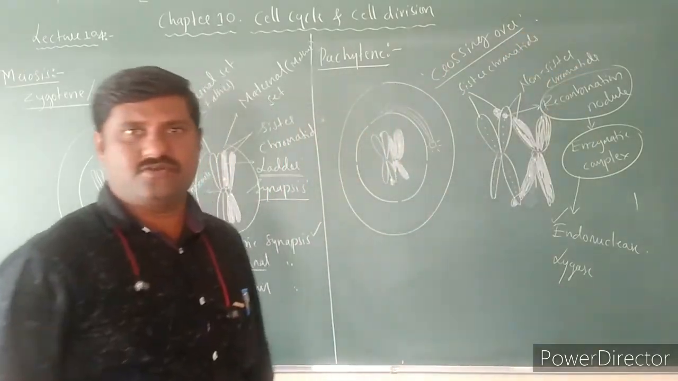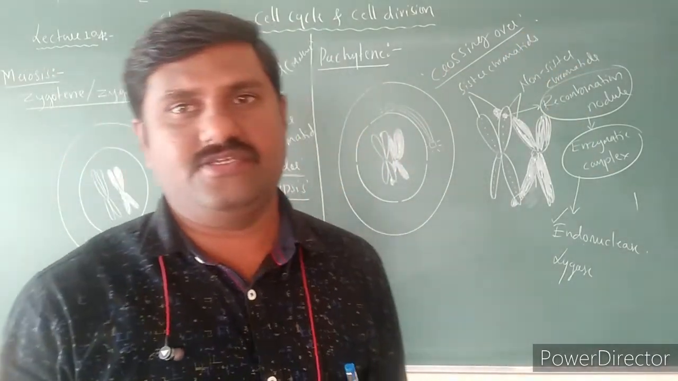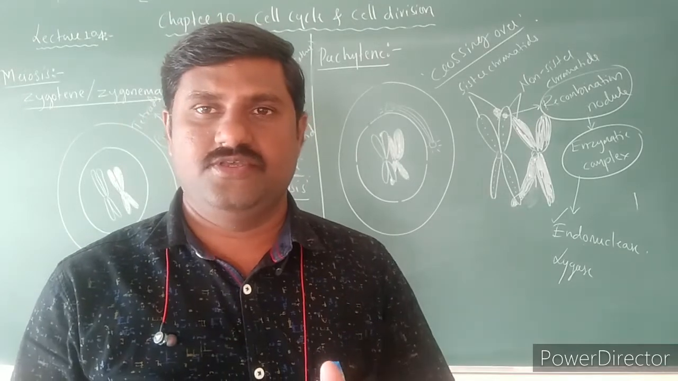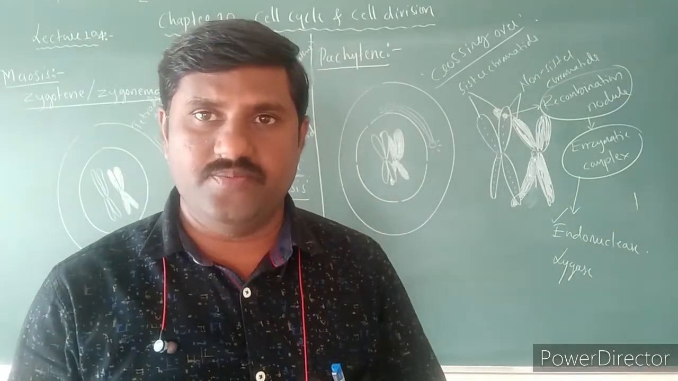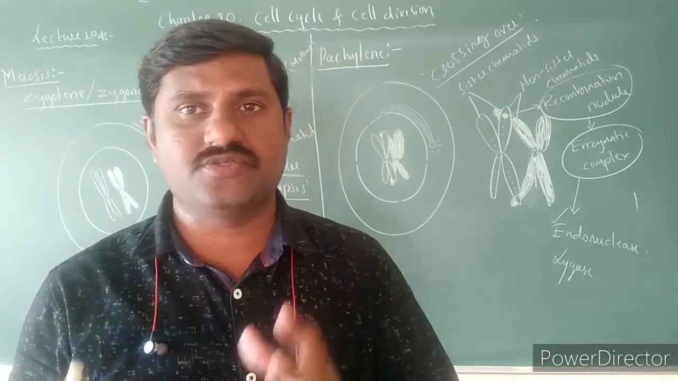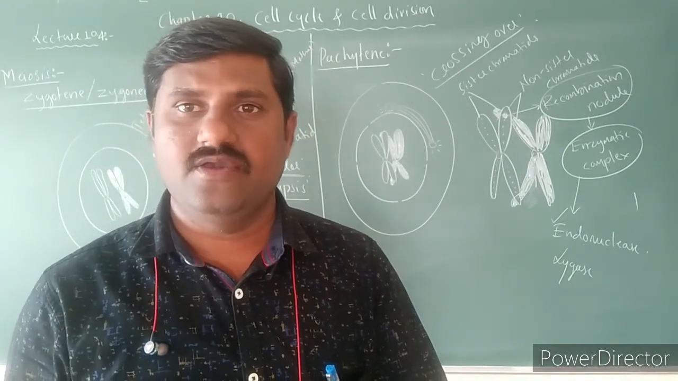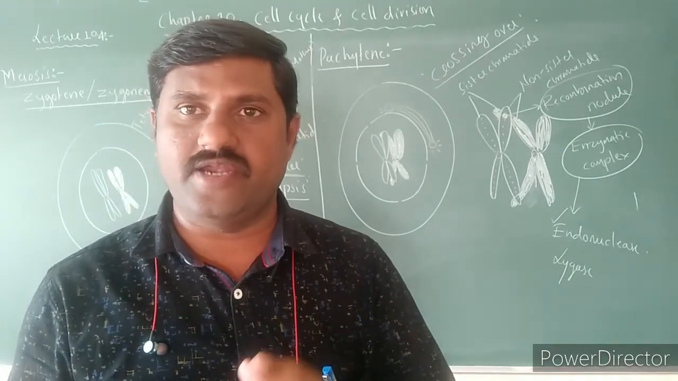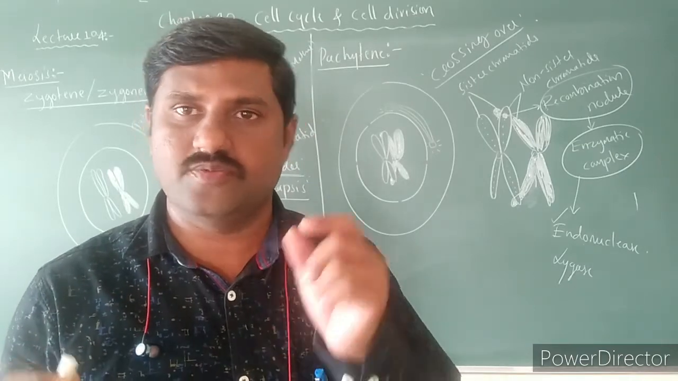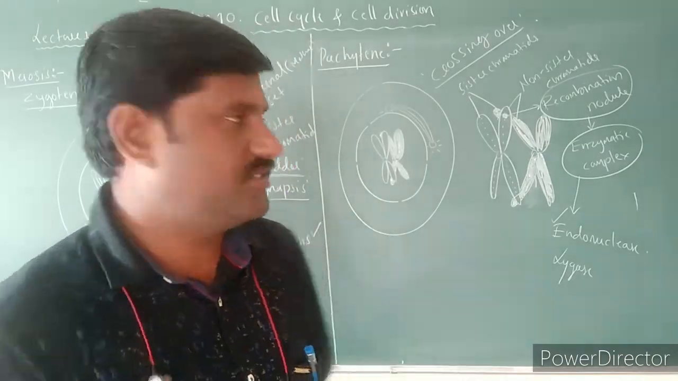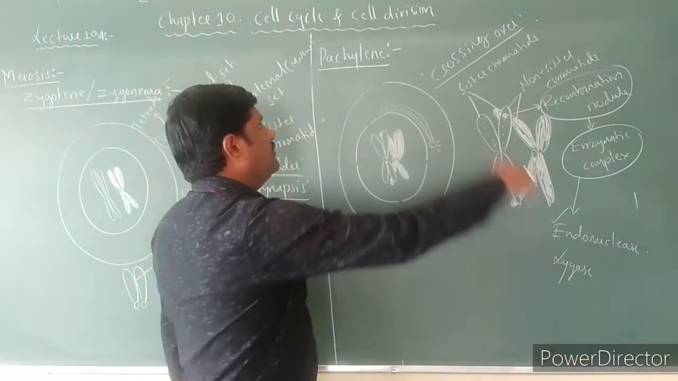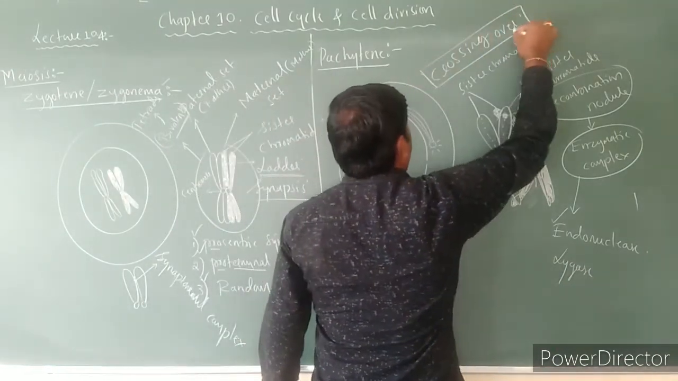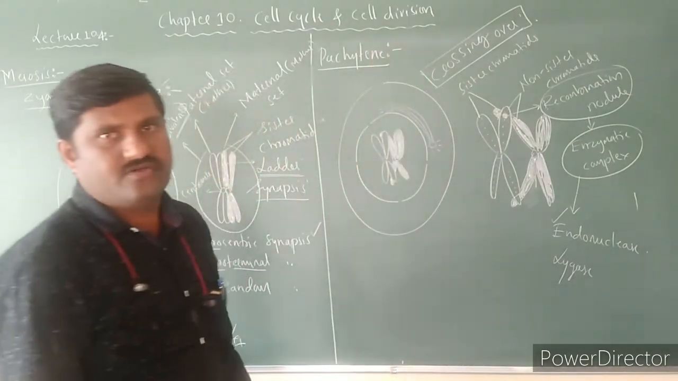What is it known as? Crossing over. The exchange of the chromatids or the exchange of the genetical material between two homologous chromosomes, right? Or the exchange of the chromatids between two homologous chromosomes is called what? Crossing over. It means the major aspect that takes place in pachytene is crossing over.